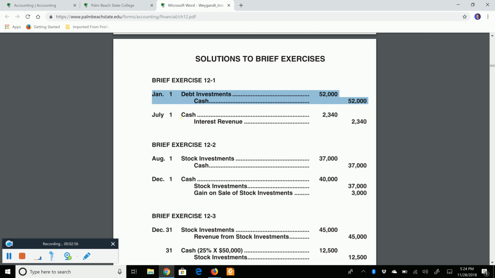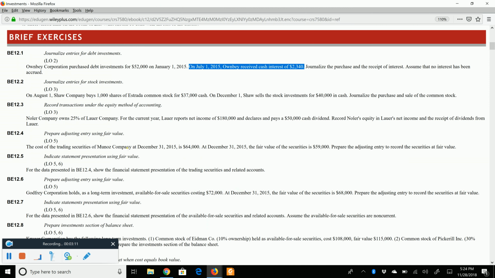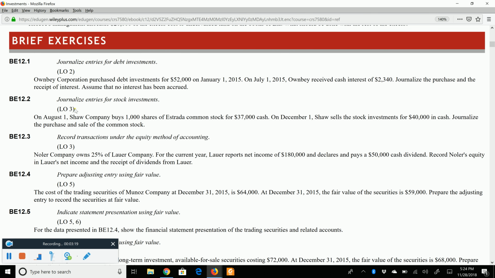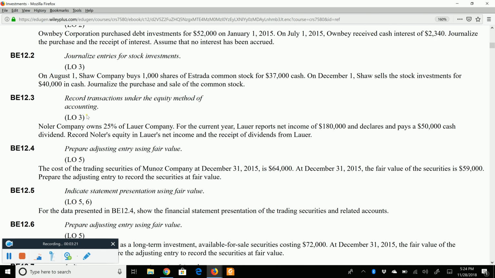$2,340. So the journal entry is going to be, I'm going to increase my cash account with a debit, and I've earned that money, so I will credit interest revenue. All right, so that is an example of a debt investment. Now let's take a look at an example for a stock investment. All right, what we'll do is we'll take a look at brief exercise 12-2 in this case.